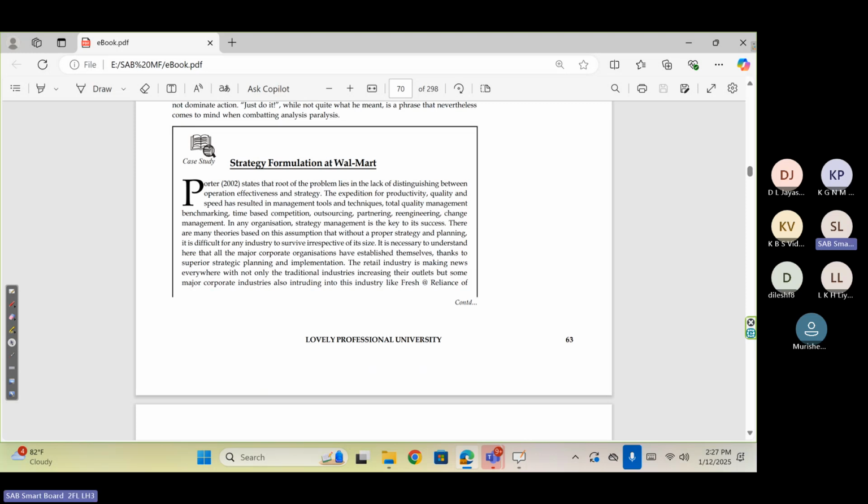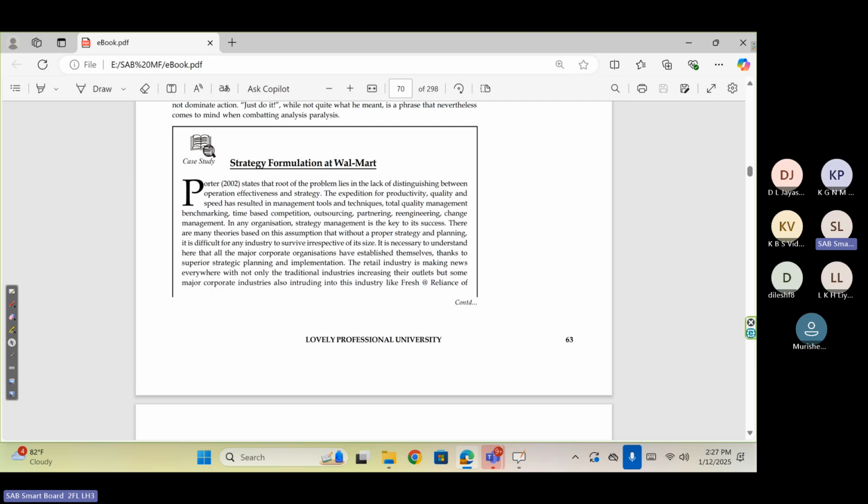Porter 2002 states that the root of the problem lies in the lack of distinguishing between operational effectiveness and strategy. Right. Then we identified them in levels. The expenditure for productivity, quality, and speed has resulted in management tools and techniques with these buzzwords: total quality management, benchmarking, time-based competition, outsourcing, partnering, re-engineering, change management, etc. Very rich in management books. Right. And among practitioners as well, these words.